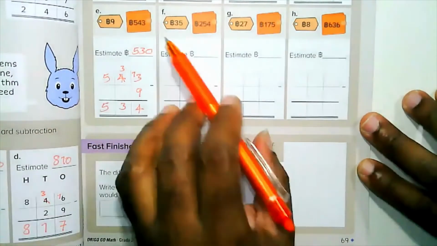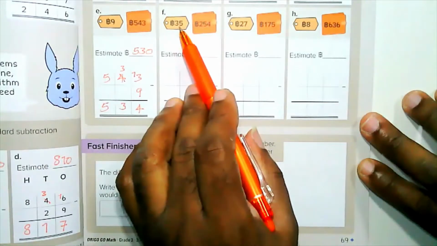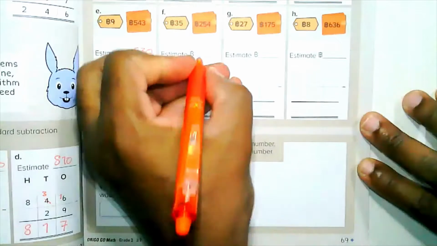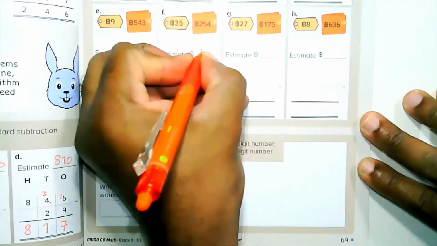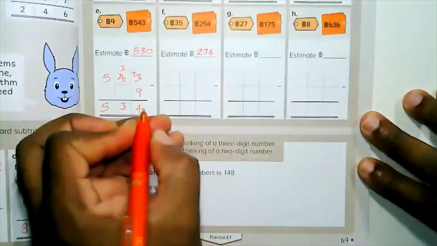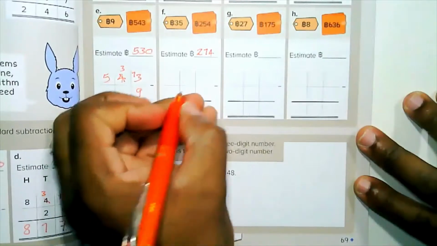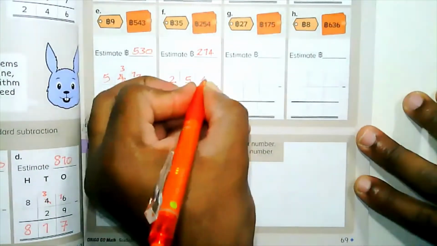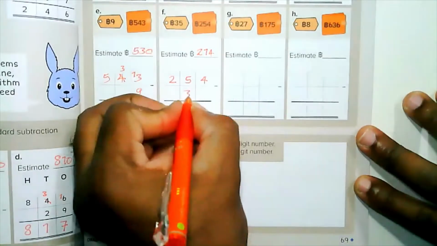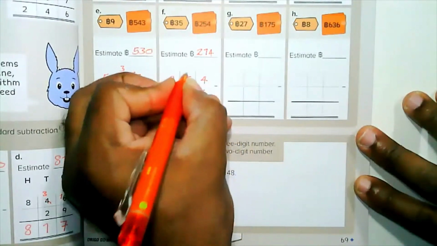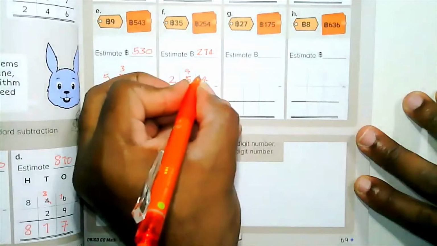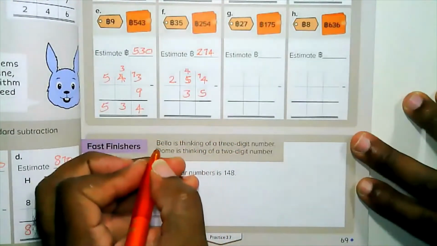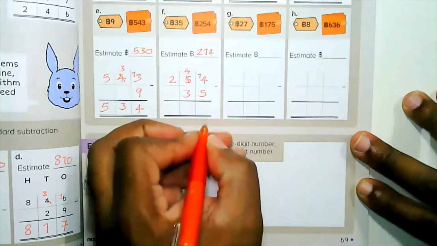There you have it. Let's round this up to 40. Subtract 40 from this will be 214. So let's see what we have. 254 minus 35. Borrow 1 from here, remain 4. Bring the 1 here, 14. 14 minus 5 will remain 9.